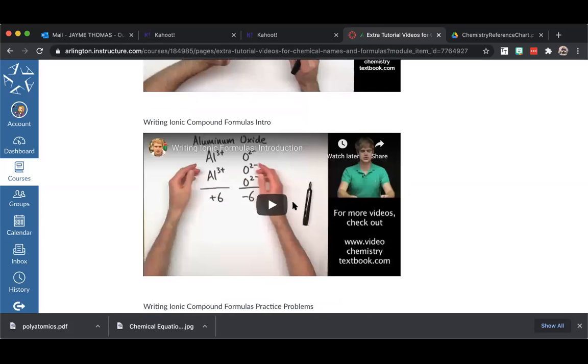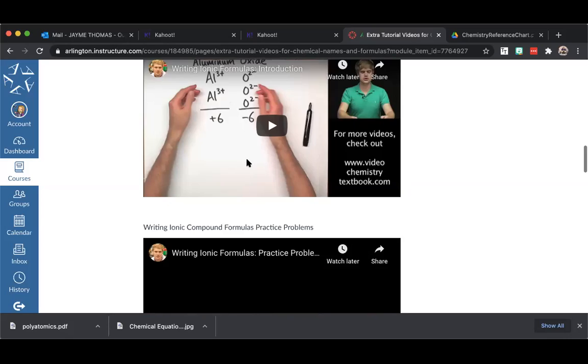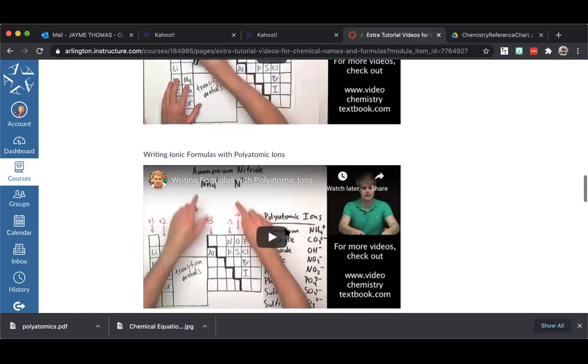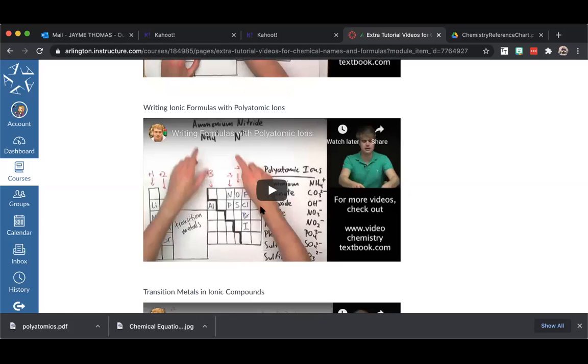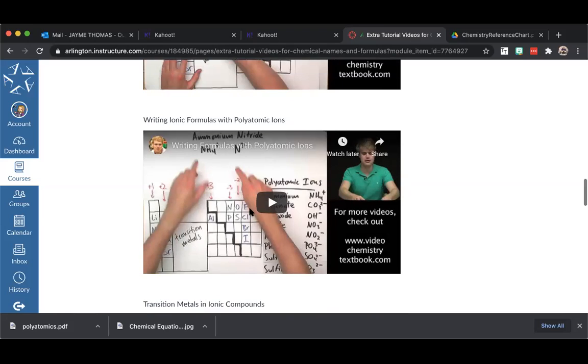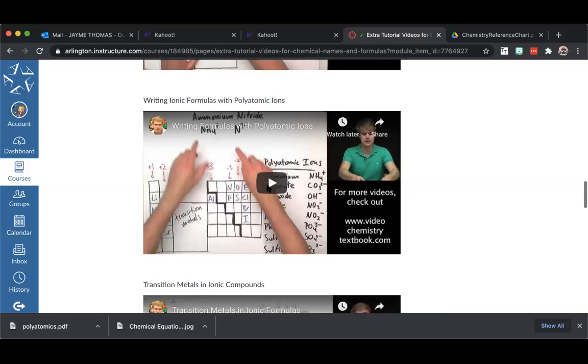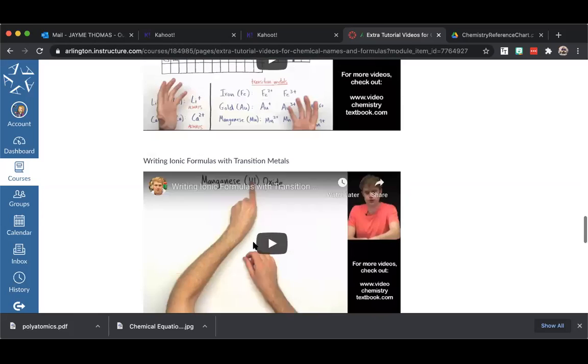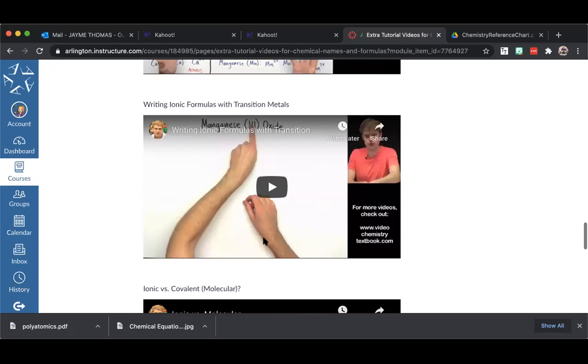For writing just basic ionic compound formulas without transition metals, there's one here. And then after it, there's one with practice problems. Ionic compounds that have polyatomic ions, there's one here for that. And I think some of these might have transition metals in them too. I think it might have the combo. Here's one for doing the formulas for transition metals. Okay, how do you do the formulas if they have transition metals? And then there's another practice video for that.